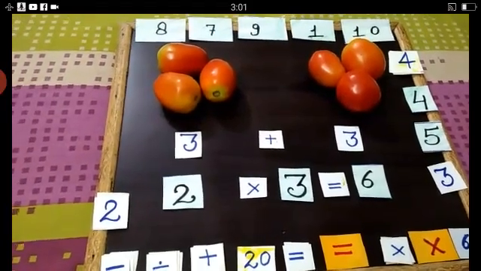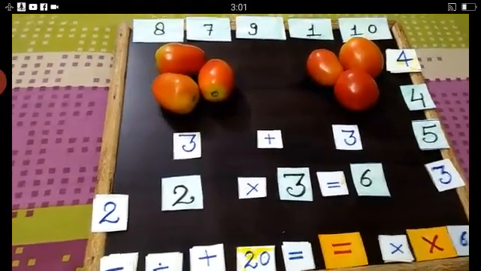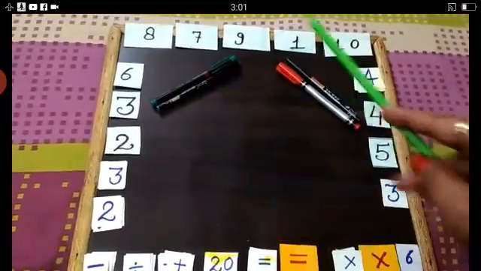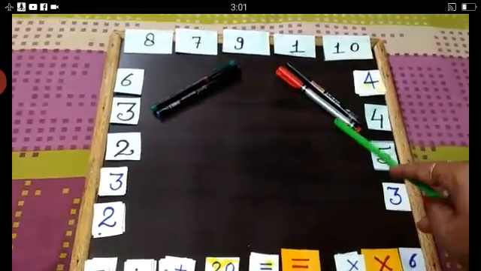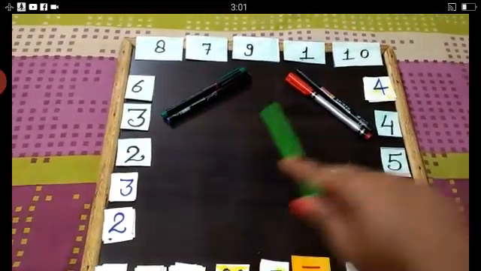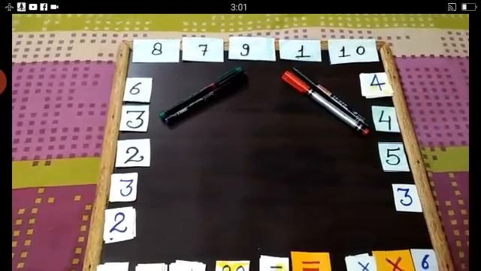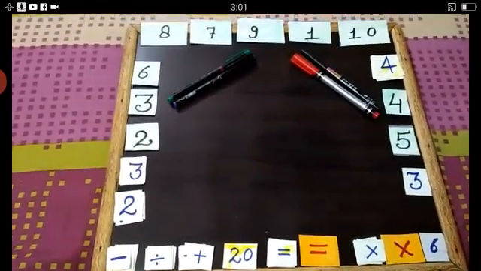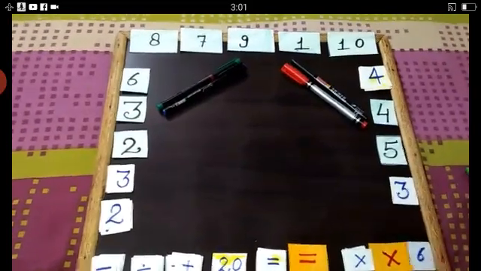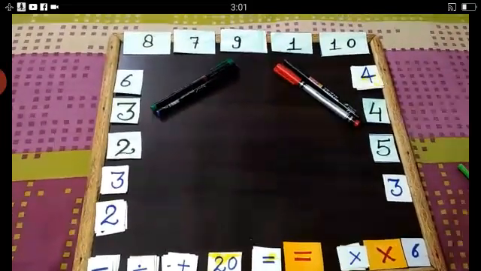Okay, children, now we will see one more example. There are 2 pens in each group. Children, count the pens. 1, 2. And this group 1, 2. So how many pens are there? 2. How many groups are there? 2. So now represent as multiplication form.